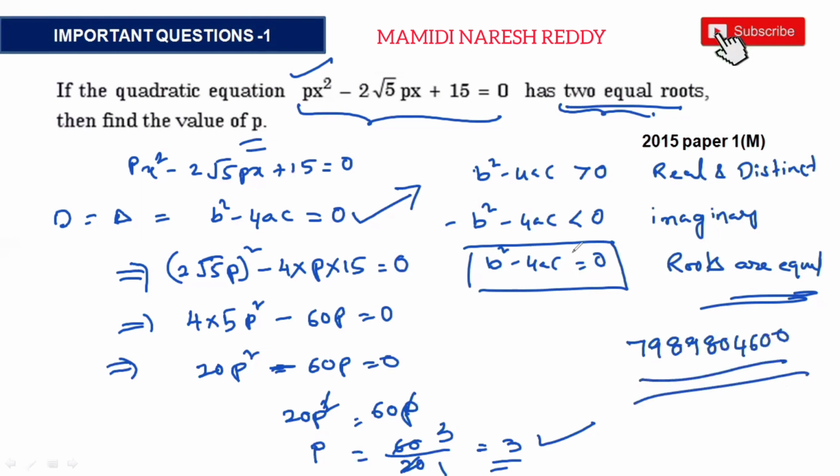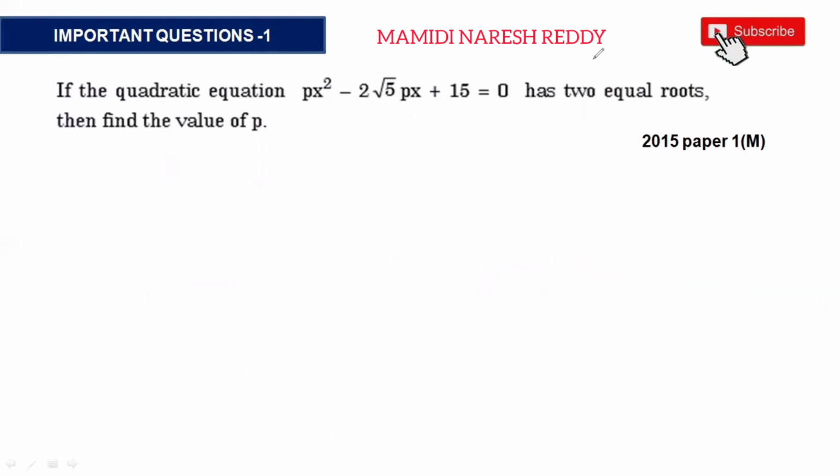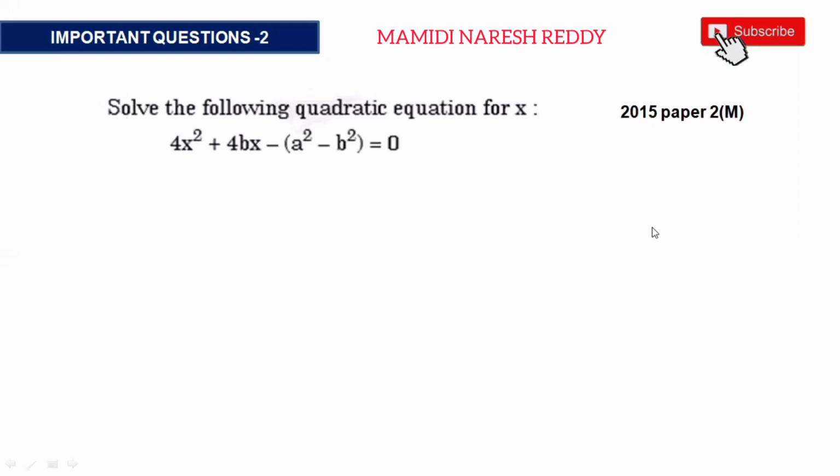Okay. Now let us see the second problem. The second problem is the most important problem, my friends. This question you can see in the 2015 paper. It carried 2 marks. It is a little bit of a technical question, so let us see what technique we are going to use.